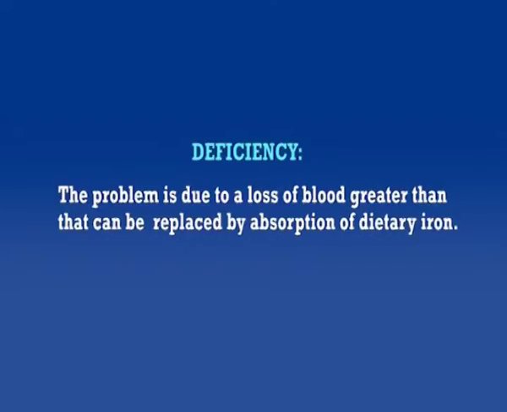Deficiency. Deficiency of iron leads to reduced synthesis of hemoglobin and hence a lower than normal amount of hemoglobin in red blood cells. Iron deficiency anemia is a major problem worldwide, especially among women. The problem is due to a loss of blood greater than can be replaced by absorption of dietary iron. In developing countries, intestinal parasites, especially hookworm, which cause large loss of blood in the feces, are a common cause of iron depletion and cause anemia in both men and women.